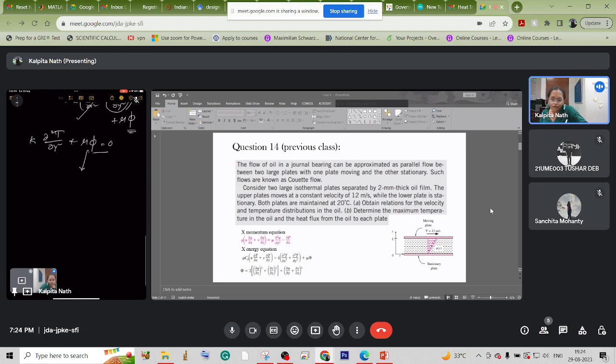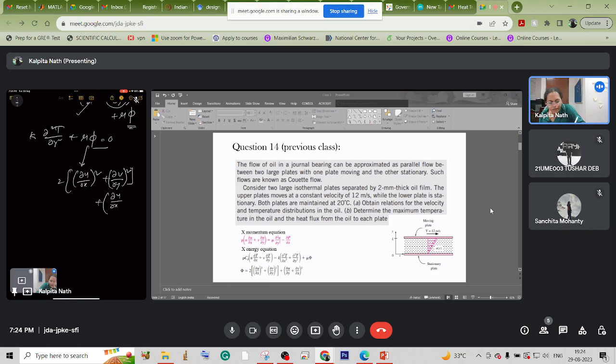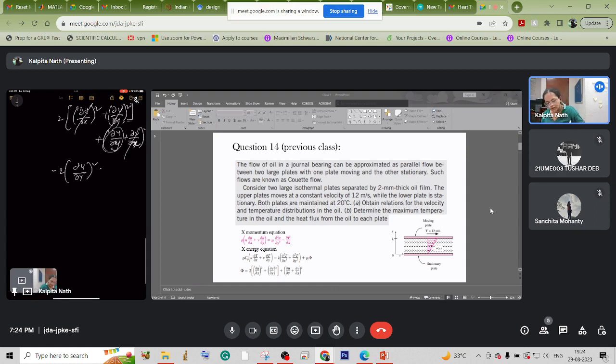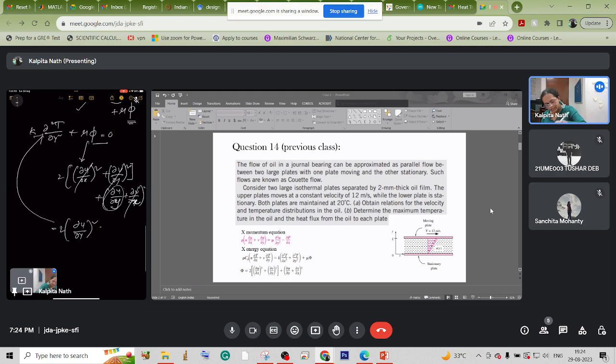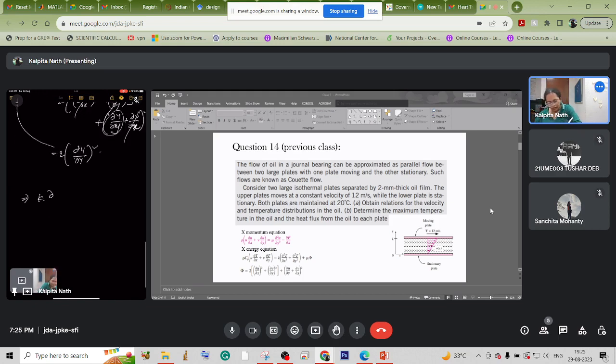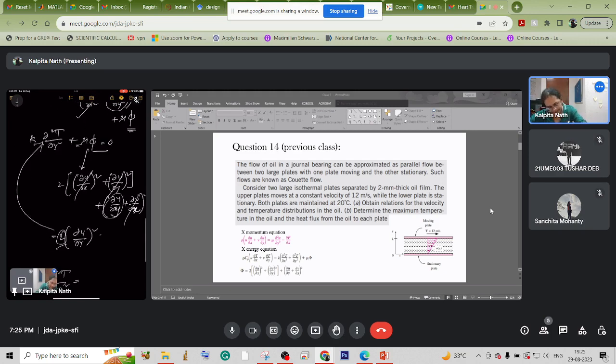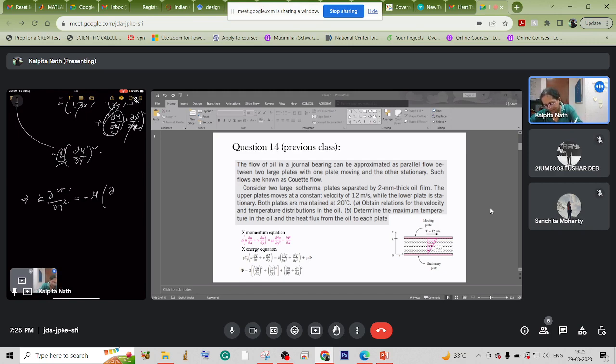Now, what is Φ? Φ is the viscous dissipation that is given as 2[(∂u/∂x)² + (∂v/∂y)²] plus (∂u/∂y + ∂v/∂x)². So obviously ∂u/∂y will be there only, and ∂v/∂x will be 0, ∂v/∂y will be 0, and ∂u/∂x will be 0. So this only reduces to (∂u/∂y)². So if we write this here, the equation comes as ∂²T/∂y² = −μ (∂u/∂y)².